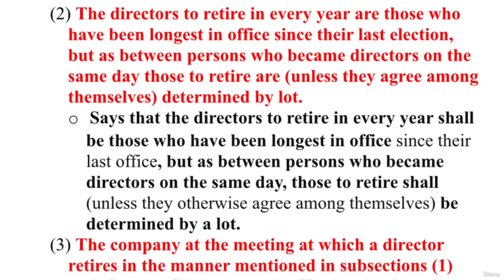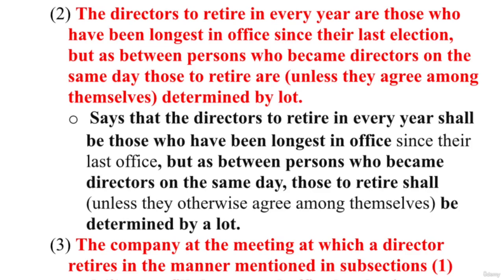It says that the directors to retire in every year are those who have been longest in office since their last election. But as between people who became directors on the same day, those to retire are determined by lot unless they agree amongst themselves. Do you understand? So when you are talking about the next subsequent year, you say 3 people must retire. Those 3 people that are to retire are those in the order of how long they've stayed as directors. So if you have people who have stayed as directors for 2 years, for 3 years and all that, then those people are meant to retire first.